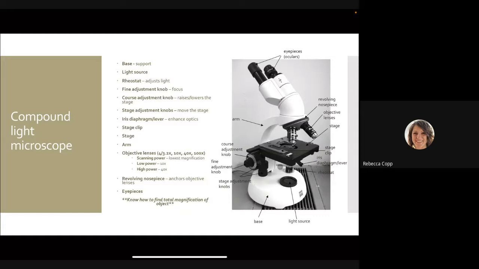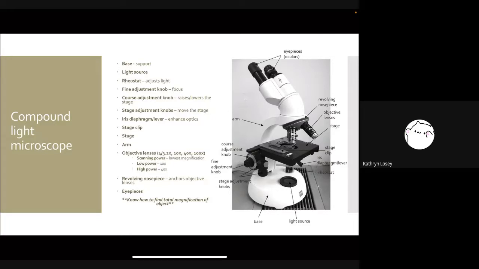So we'll start with the base, which is right here, this round circle, and that's obviously what it stands on. The light source is what sends light up into the slide in the objective lenses. The rheostat is right here, and that's what adjusts the intensity of the light. Can you see my little mouse going right here? Yep. Okay. The fine adjustment knob is the smaller of the knobs on the side, and that's for fine focusing. And then the coarse adjustment knob is the larger one, and that moves the stage up and down.